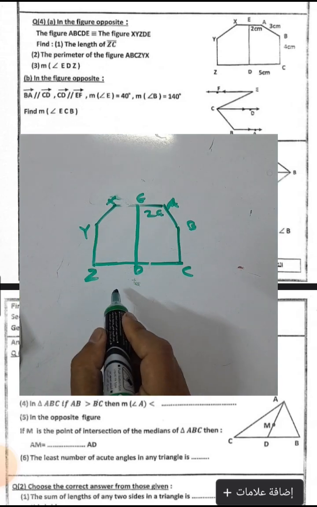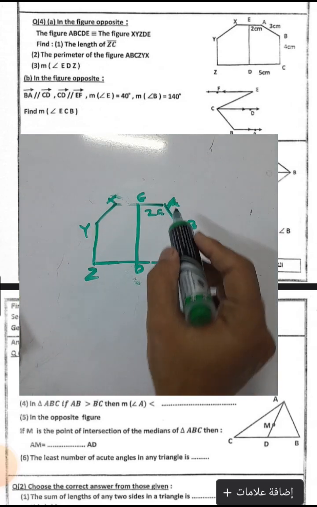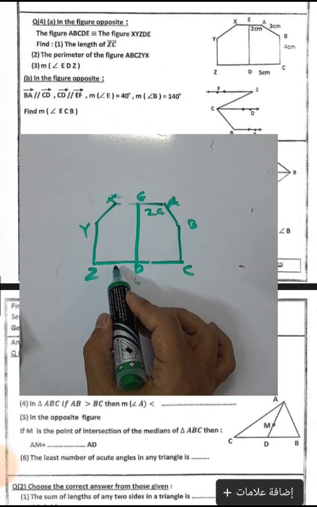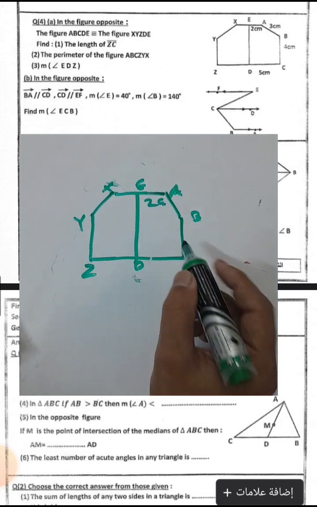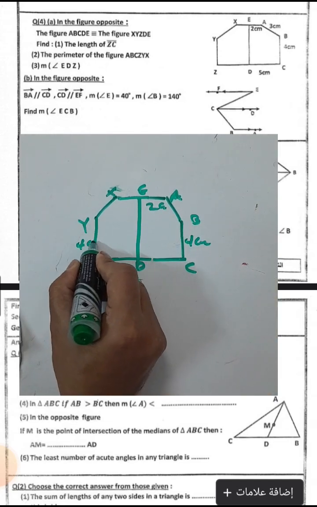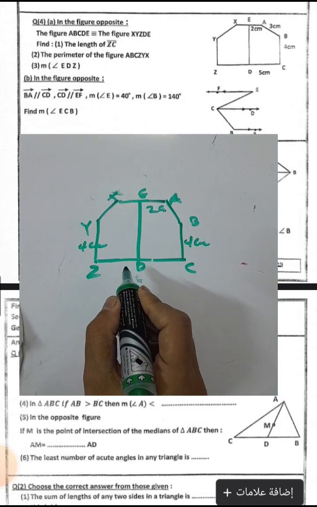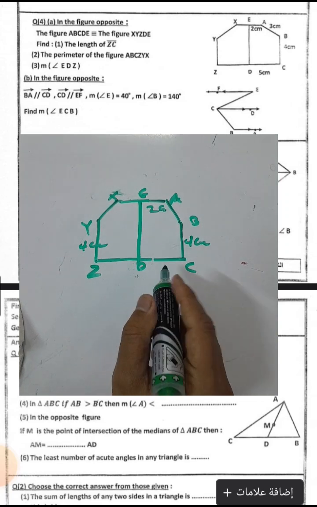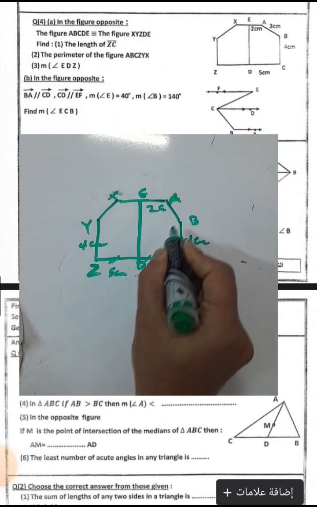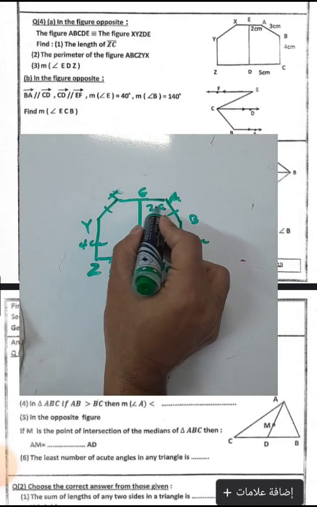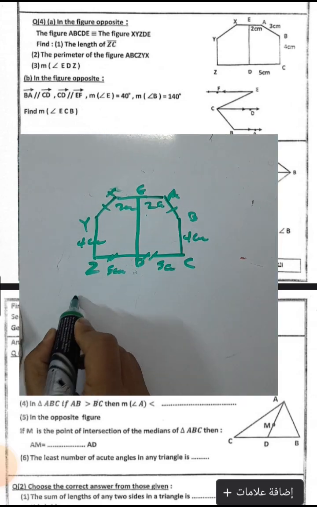You want to find the perimeter of ABCD, APCZYX. Okay, we can find the lengths. We have here 4 centimeters. It will be 4 centimeters, and this side length is 5. Then it will be 5 centimeters, equal, and this side length is 2. It will be 2 centimeters.